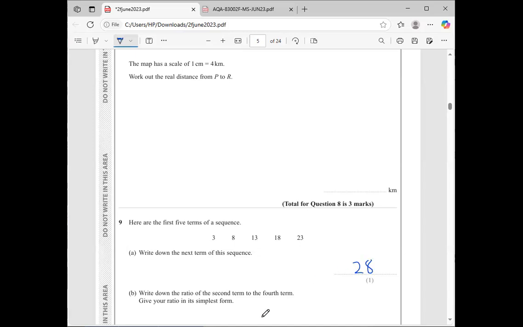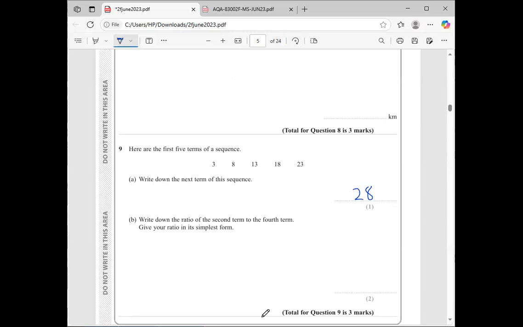Okay, next. It says write down the ratio of the second term to the fourth term. The second term is 8. The fourth term is 18. Second term to fourth term is 8 is to what? 18. Yeah, and they said we should give it in the simplest terms.